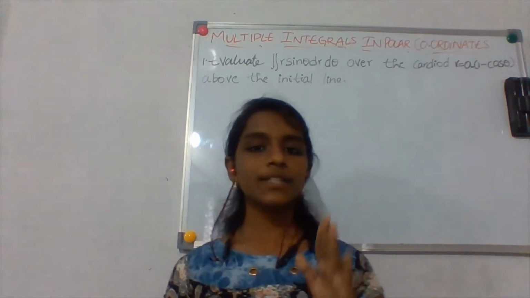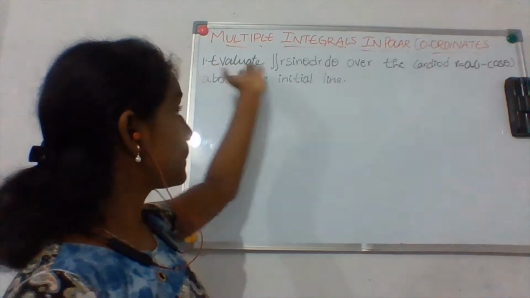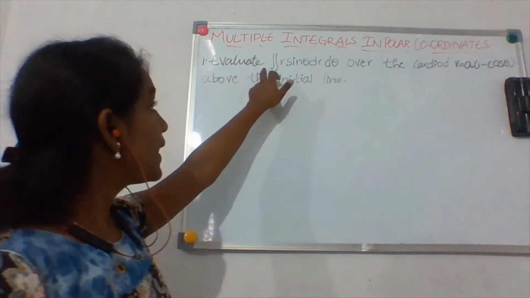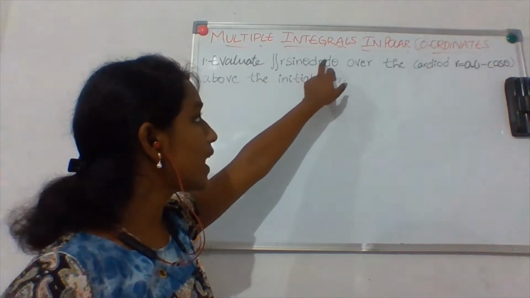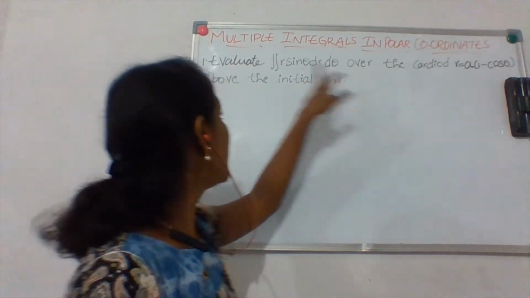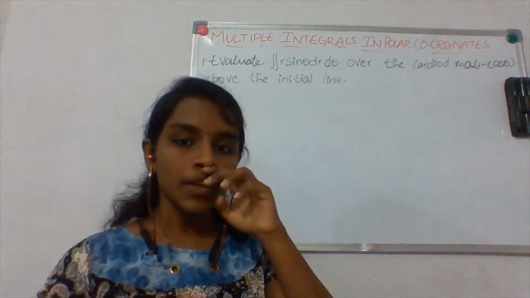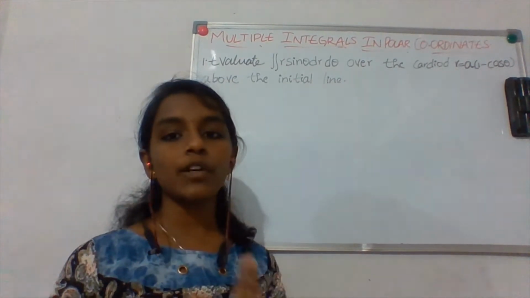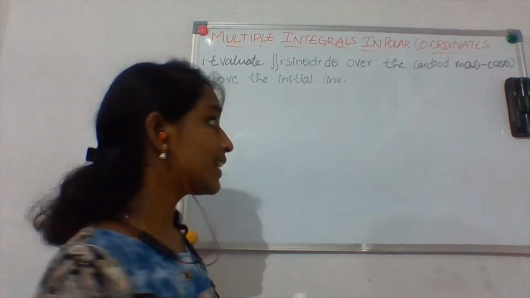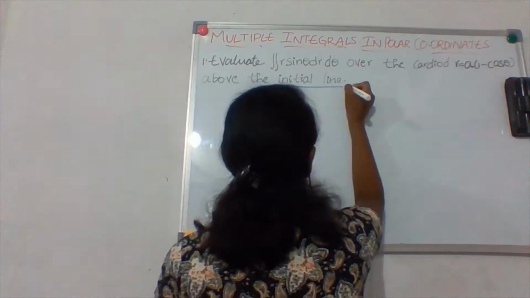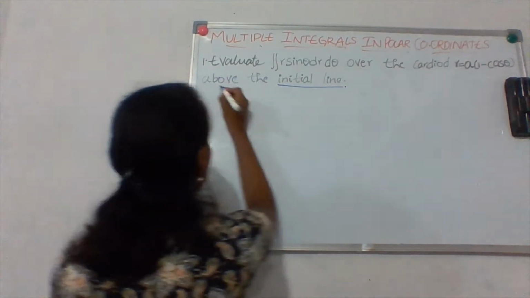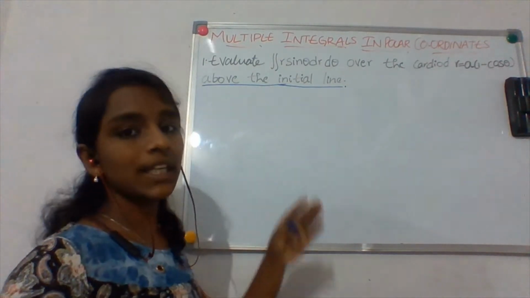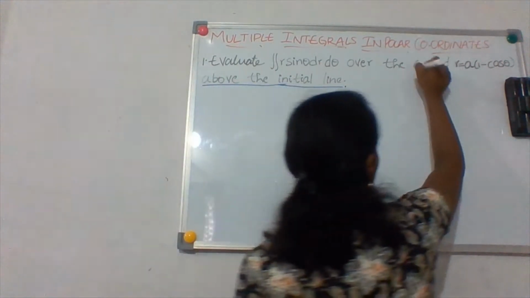Now let us look into the first sum based on multiple integrals in polar coordinates. Evaluate the double integral of r sin theta dr d theta over the cardioid above the initial line. Before solving this question, I wanted to discuss two points. The first point is the initial line, above the initial line. What does he mean by writing above the initial line, and what is a cardioid?